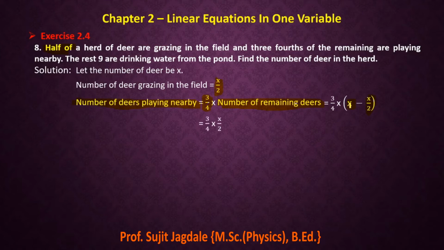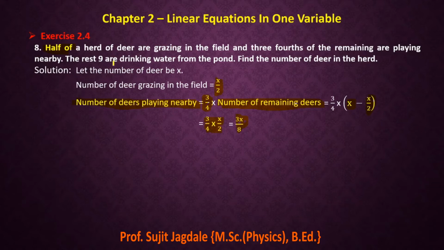So if we simplify this, x minus x by 2, it is like 1 minus 1 by 2, which is going to be 1 by 2. So 3/4 into x upon 2 is the simplified form, and after multiplication we get 3x divided by 8, which is the number of deer playing nearby.